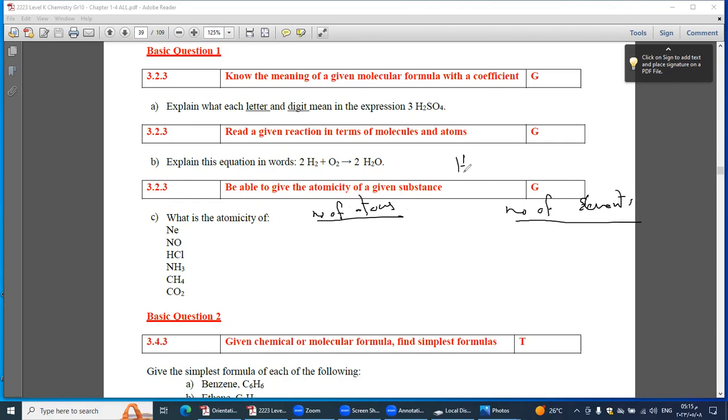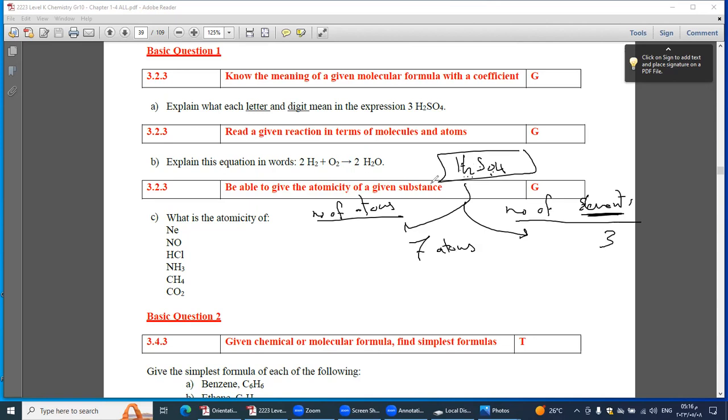For example, if we have H2SO4, what is the number of atoms and what is the number of elements? Number of elements refers to the number of types. We have hydrogen, this is 1 type, sulfur, oxygen, so we have 3 different elements. How many atoms? 2 hydrogen, 1 sulfur, and 4 oxygen. So we have 7 atoms.